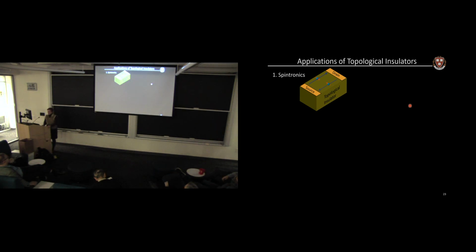If we can send a current in one direction or the other, then we know what spin that current must carry. And so a topological material is hypothetically a really good material to generate spin currents, to allow computing with the information carried by the spin of the electron rather than the charge of the electron.